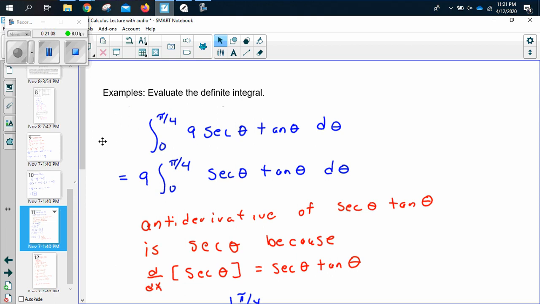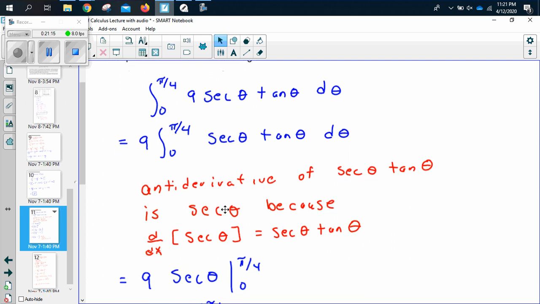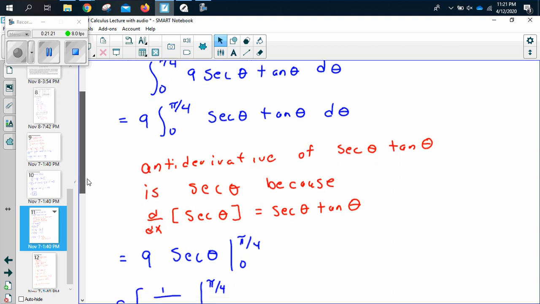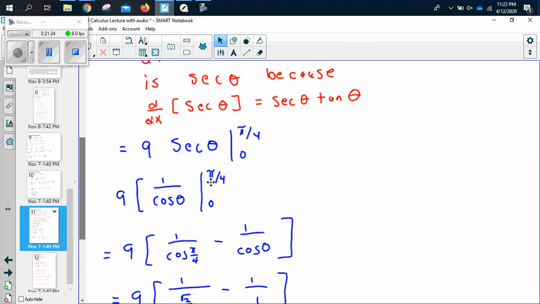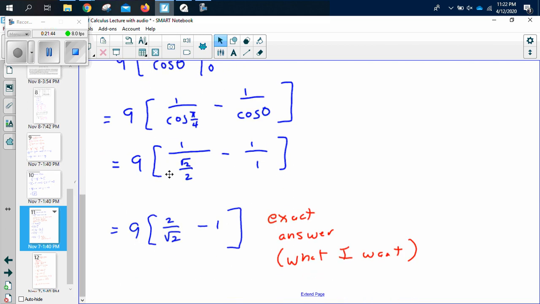Here's another one. So I've got to find the antiderivative of secant theta tangent theta, but the antiderivative is secant theta because the derivative of secant theta is secant theta tangent theta. So I find the antiderivative, I substitute in the pi over 4 and the 0, and it's easier for me to think of secant theta as 1 over cosine theta. And so I substitute in pi over 4 and I substitute in 0. The cosine of pi over 4 is square root of 2 over 2, and the cosine of 0 is 1. And then I just take the reciprocal of this, and you don't have to rationalize the denominator. This is the exact answer.